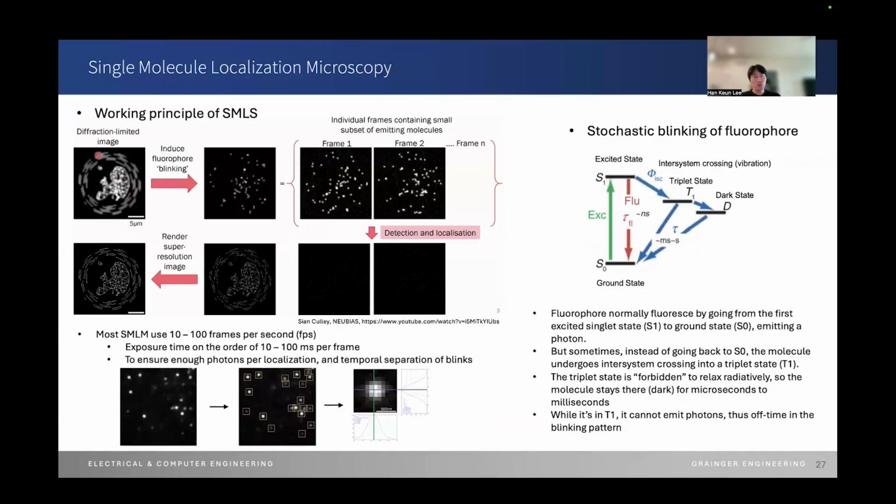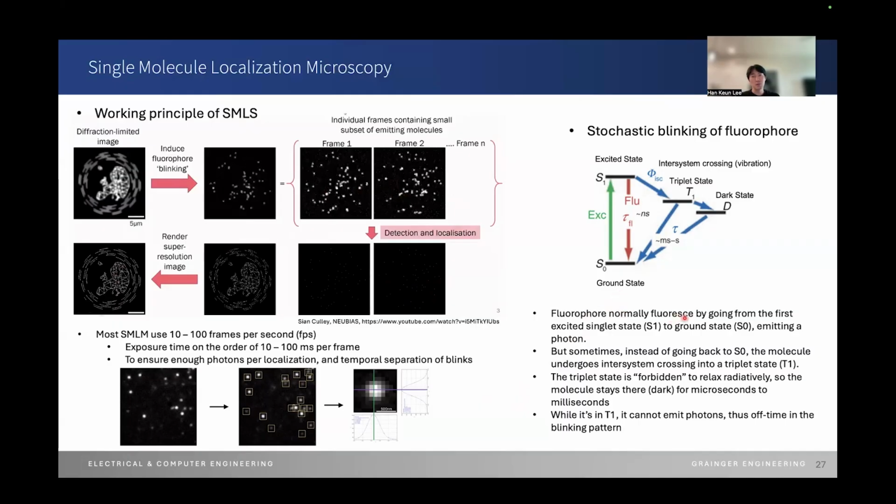Just like before, we have diffraction limit images. Now we can stochastically, or randomly, activate a subset of molecules that are farther apart from each other, and we can image them over time, and we can localize the centroid of each point spread function and combine them to create a super resolution image. We can achieve that because of the stochastic blinking of fluorophores.